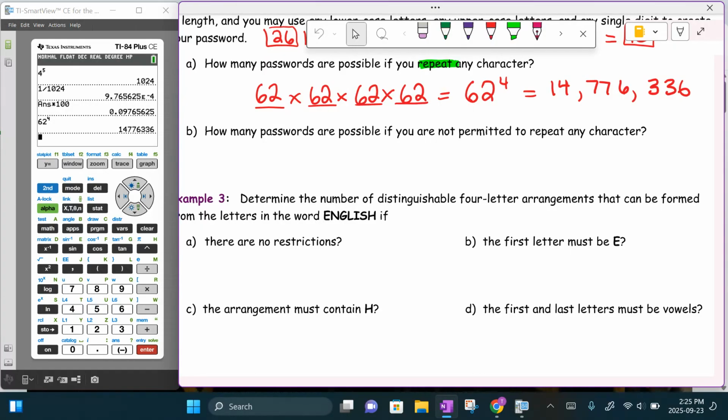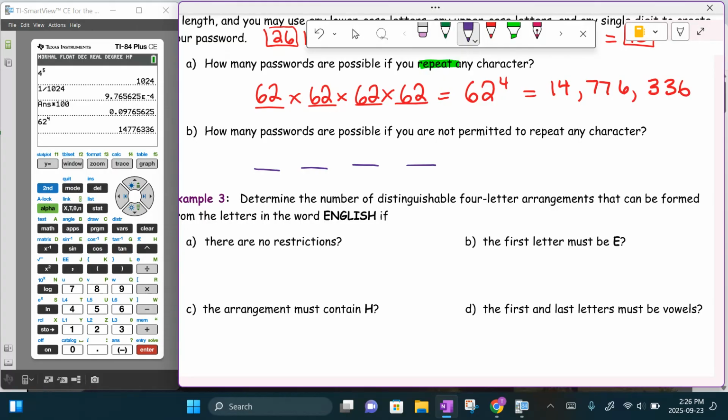All right. So this is called with repetition, right? Obviously, with repetition, we have more possibilities of codes to pick. Okay, so how many passwords are possible if you're not permitted to repeat any characters? I already heard you guys talking about that, right? It doesn't matter where you start. I just like starting on the far left unless I have more restrictions, and you'll understand what I mean by that as we go through examples. I'm going to throw more restrictions at you, right?